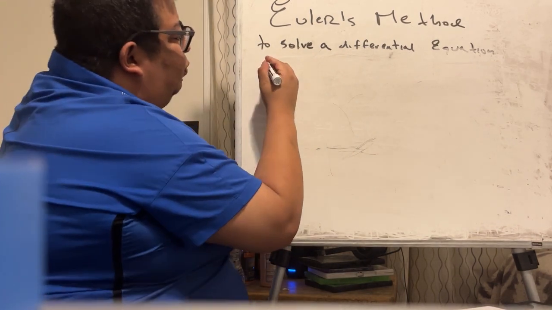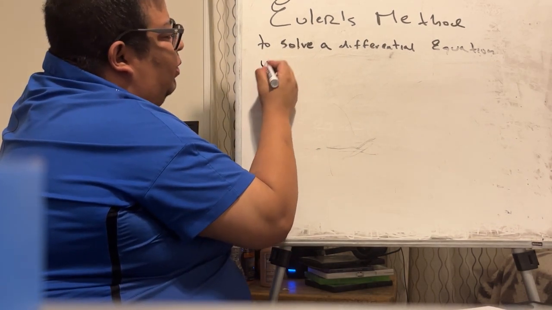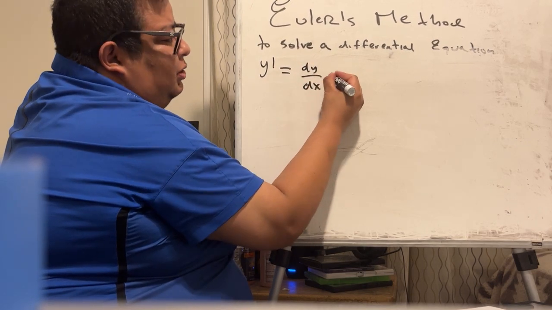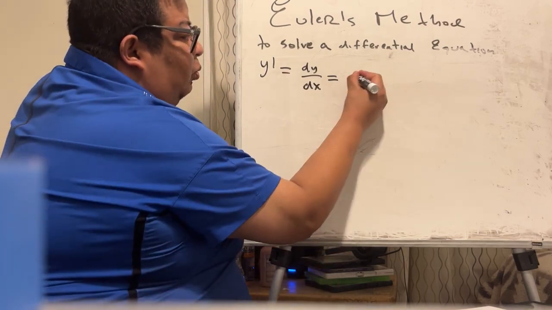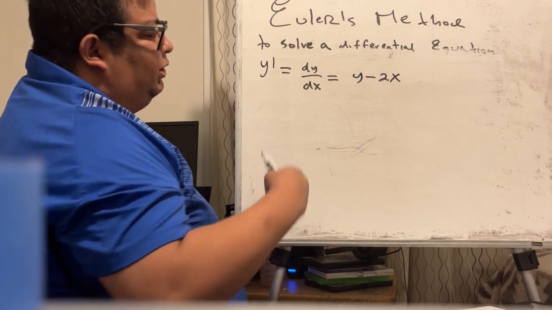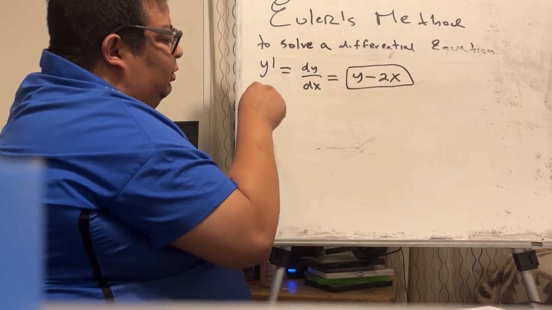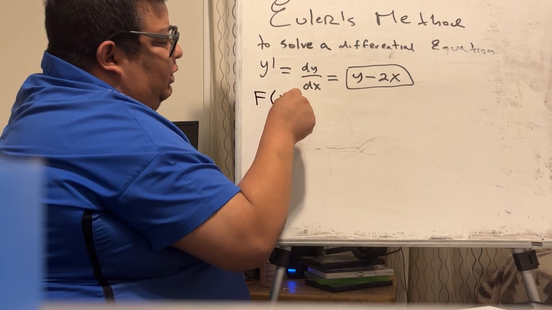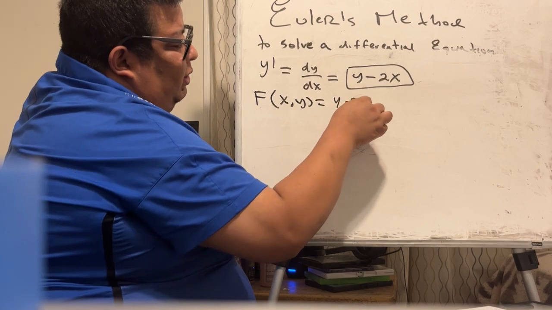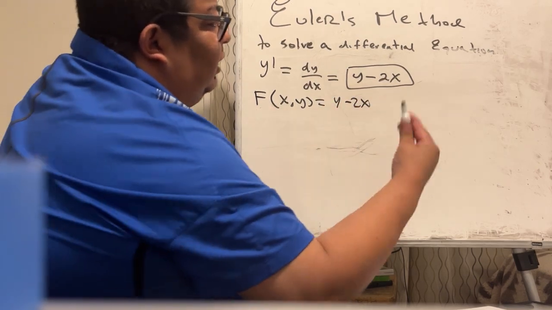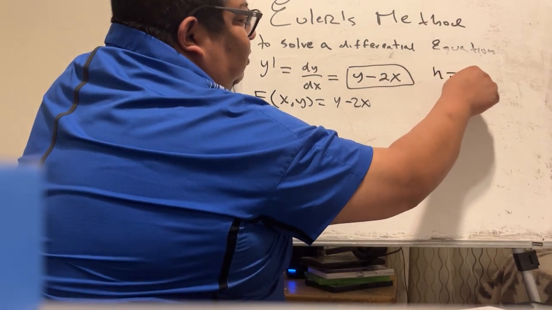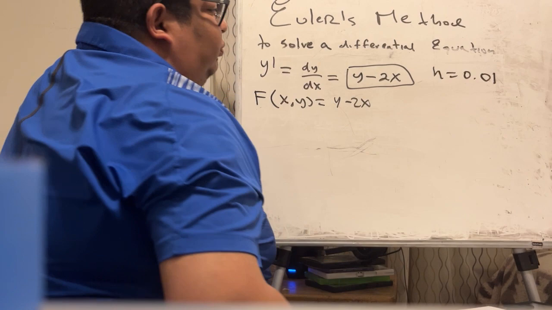Okay, so one example we're going to talk about today is y prime, or dy dx, equal to y minus 2x. So let's gather the information that we need. This is your big F in terms of x and y, and that's going to be equal to y minus 2x. Then you're going to be given an h, a step size. So I'm going to give you h is equal to 0.01.